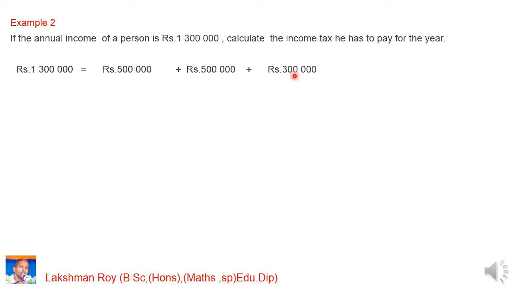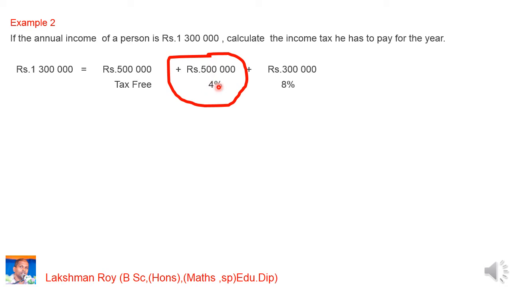Now you should calculate the tax. How? You see, the first 500,000 rupees is tax free. Second, you have to calculate 4% on the next 500,000. And the remaining 300,000 you should calculate by 8%. So these are the two amounts for which we should calculate the income tax. Let's see how to calculate this.